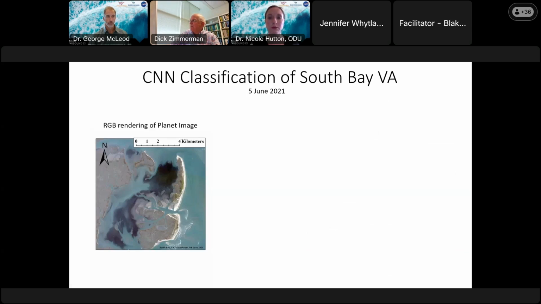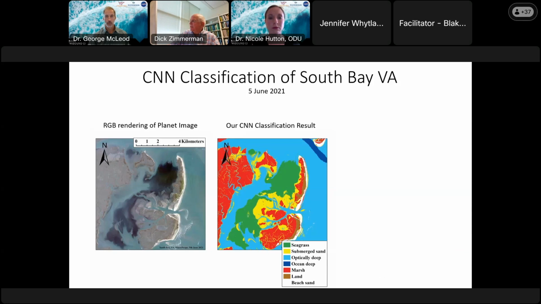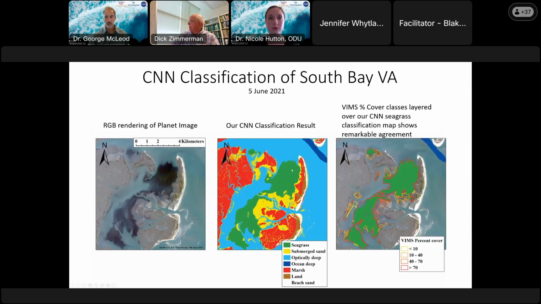So just to give you an example of some of the things we've been doing, here is an RGB rendering of a Planet image of an extensive seagrass meadow in South Bay in the outer coastal lagoon. This is what our classification result looks like from this image. The colors represent the different classes that we have picked out. The green is the seagrass class that we're particularly interested in. The other classes are all there. You get this as sort of a byproduct of it, although our work is focused on the SAV. And what you can see is that our SAV classifications agree very well with the VIMS percent cover classes that were produced for this location during the same year.